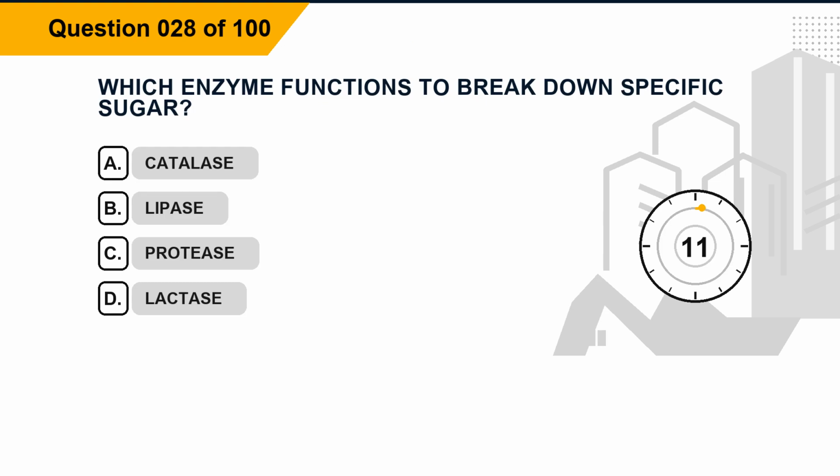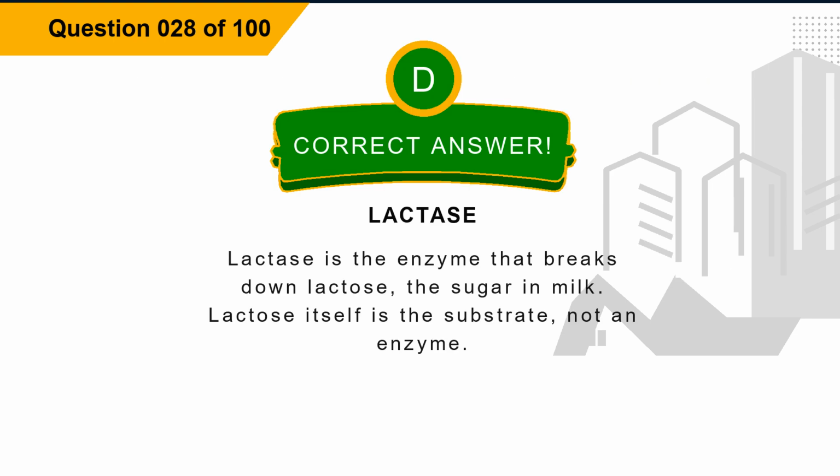Question 28. Which enzyme functions to break down specific sugar? Option A, catalase. Option B, lipase. Option C, protease. Option D, lactase. The correct answer is option D, lactase. Explanation. Lactase is the enzyme that breaks down lactose, the sugar in milk. Lactose itself is the substrate, not an enzyme.